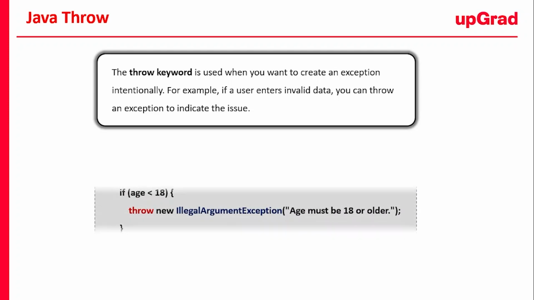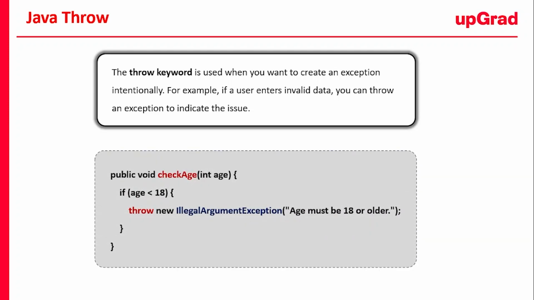All right. So a sample is there, as you can see. Public void checkAge, int age is passed, and if age is less than 18, then you can throw the error. Throw is the keyword. New IllegalArgumentException is the exception here. Inside this, you are raising an exception: age must be 18 or older. So this is how you can throw an exception.